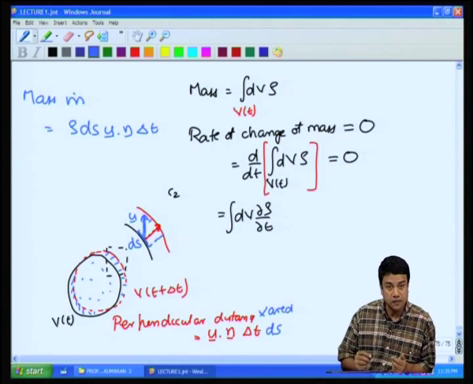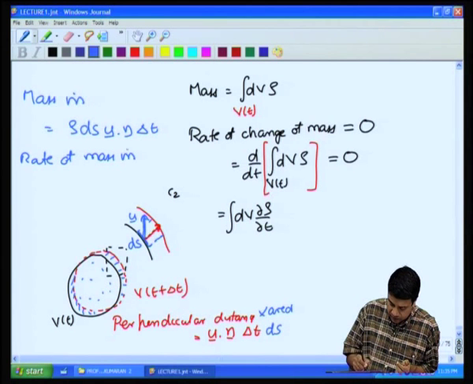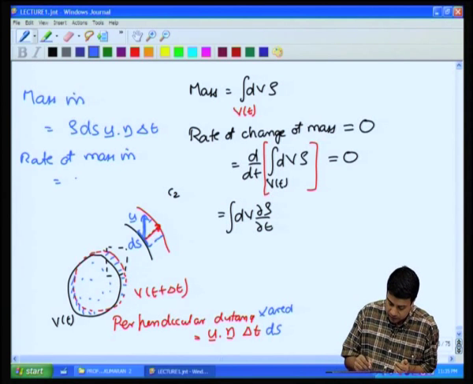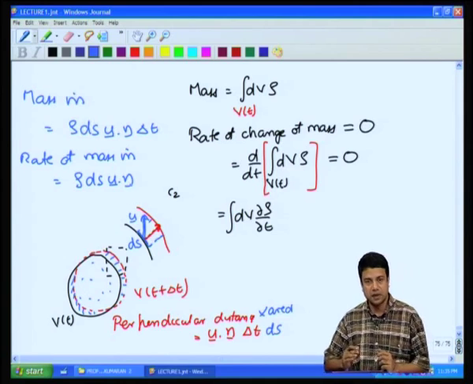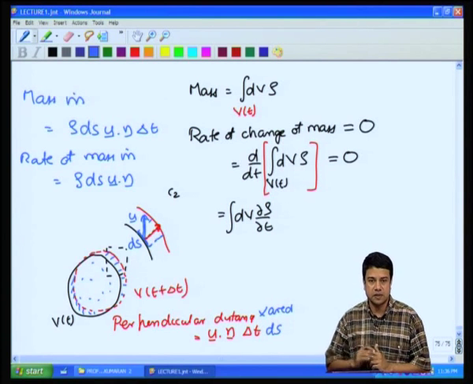Therefore, the rate of mass in is going to be equal to this mass in divided by the time. So, this is going to be equal to rho ds u dot n. Okay, this is the rate at which mass is coming in for this little patch of surface, because the surface is moving.